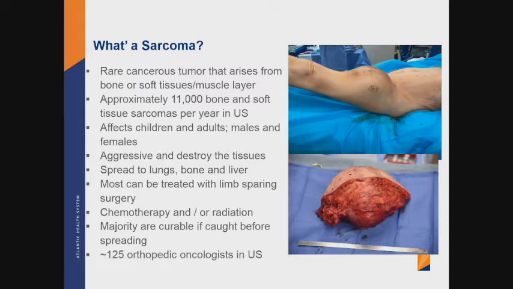So if you get a patient that's been told that they absolutely need an amputation, maybe direct them for at least a second opinion. They're often treated in conjunction with chemotherapy and radiation, and the majority are cured if they're caught before they've spread. So the 65-70% of these of the high-grade variety are curable.